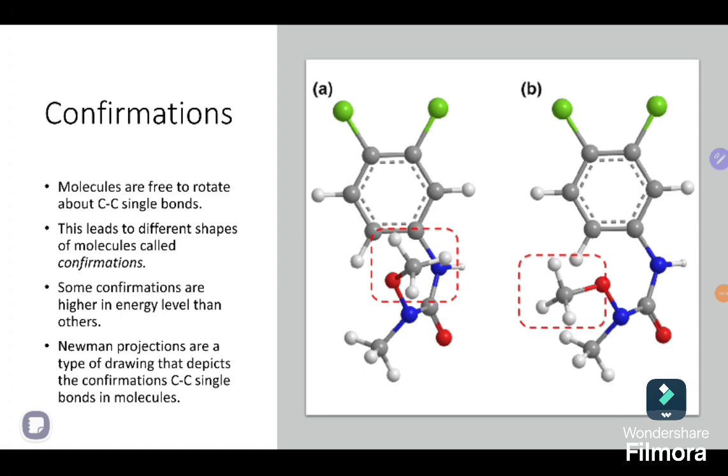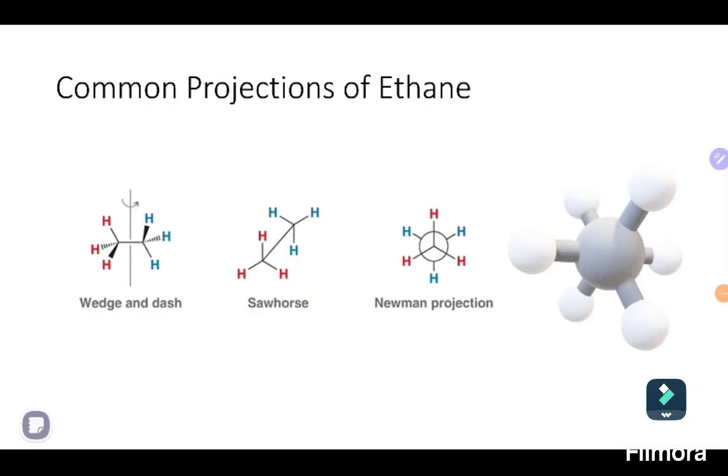Some conformations are higher in energy level than others. You can begin to think about conformations that are more crowded as being less energetically favorable than conformations that are less crowded. It's going to require some energy to move into more crowded conformations. And so Newman projections allow us to evaluate whether there is a bunch of crowding in a certain conformation or not.